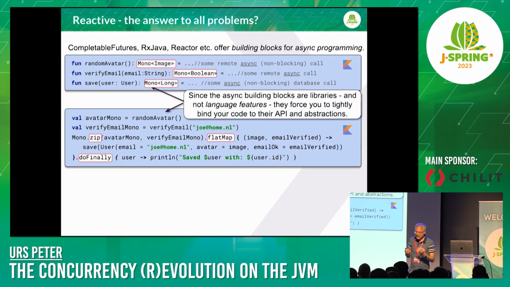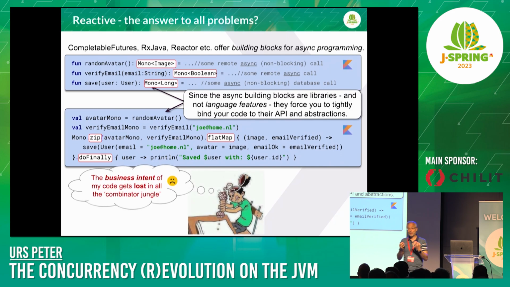The problem is that these reactive toolkits, they are based on the library level. And the abstractions they give you, they really have a tremendous impact on your code. They go viral in your code. So all of a sudden, your code is not anymore about the business logic, but it's about monos. It's about zip, flat map. So the business intent of my code really is getting lost.